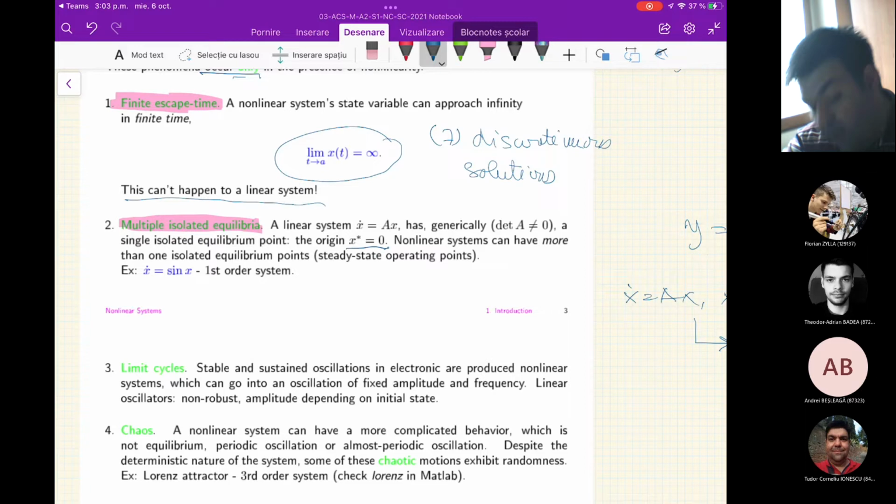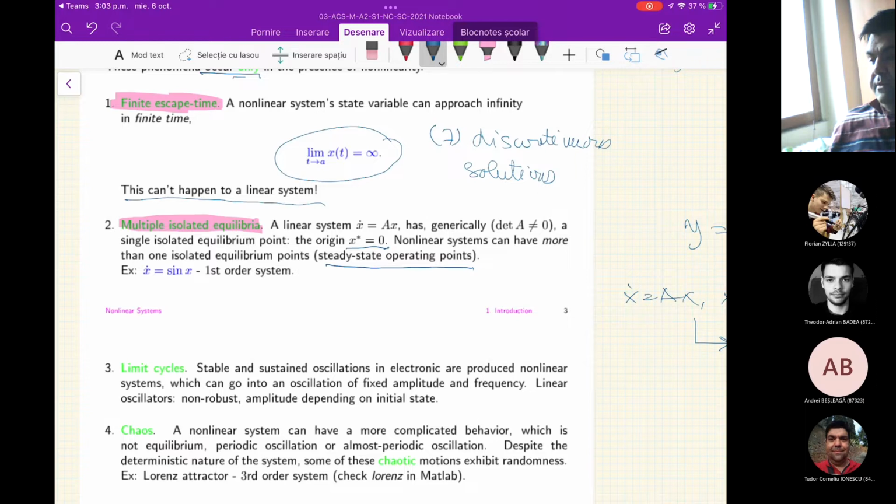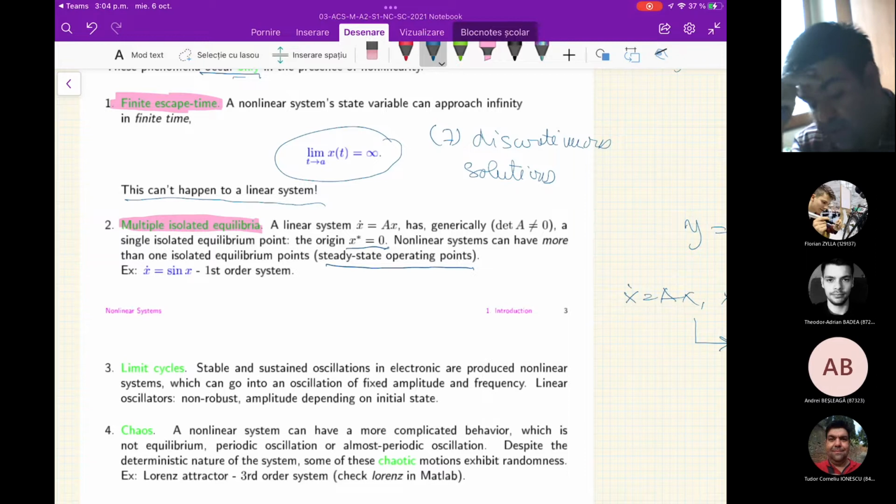However, nonlinear systems may have more than one isolated equilibrium point or steady state, because that's what an equilibrium is, a steady state operating point. We know what steady state is. Are you familiar with the steady state term? Yes. Okay. So this is an equilibrium.